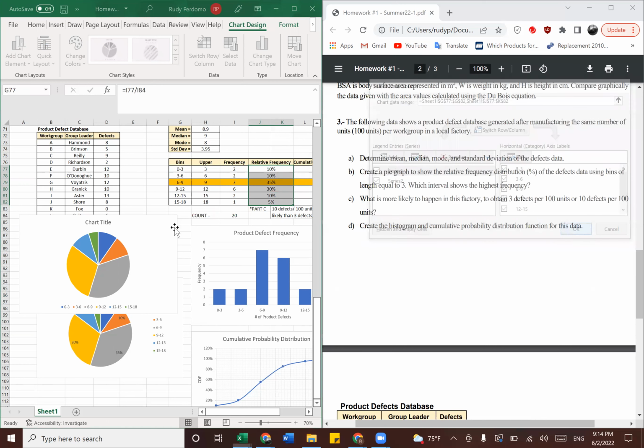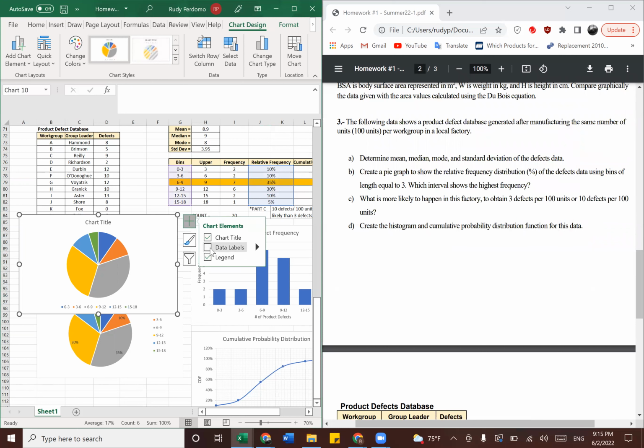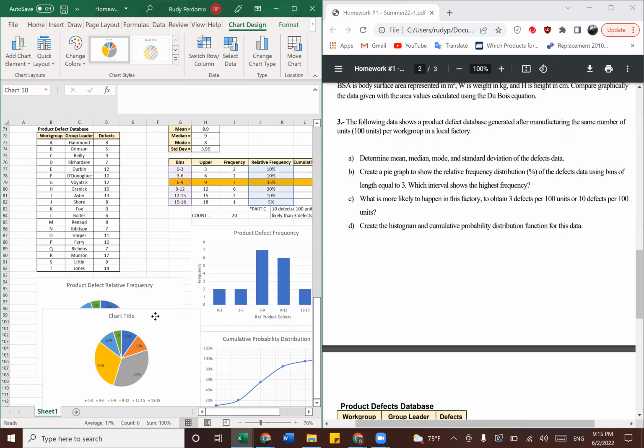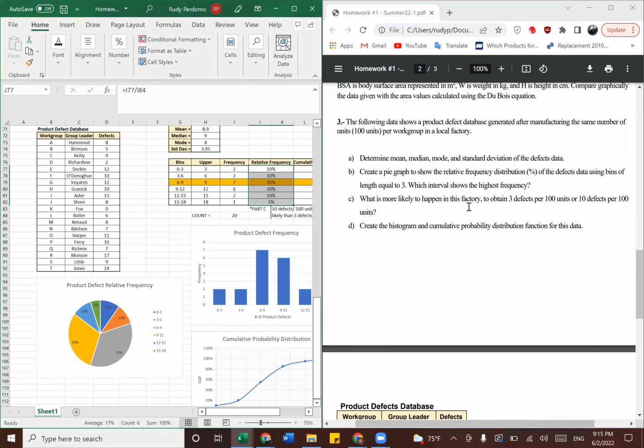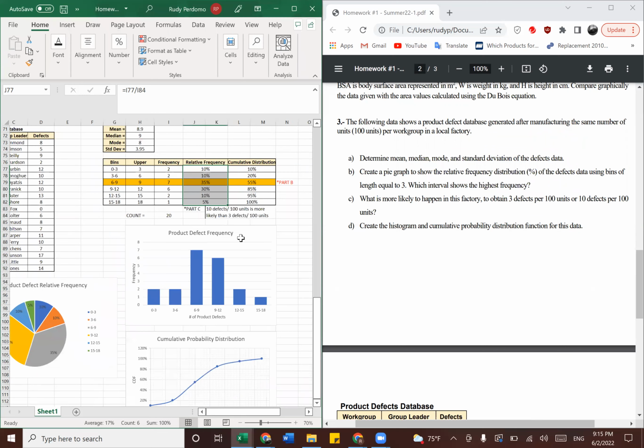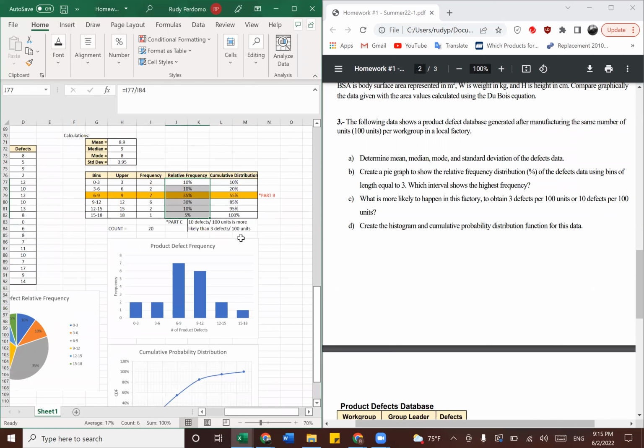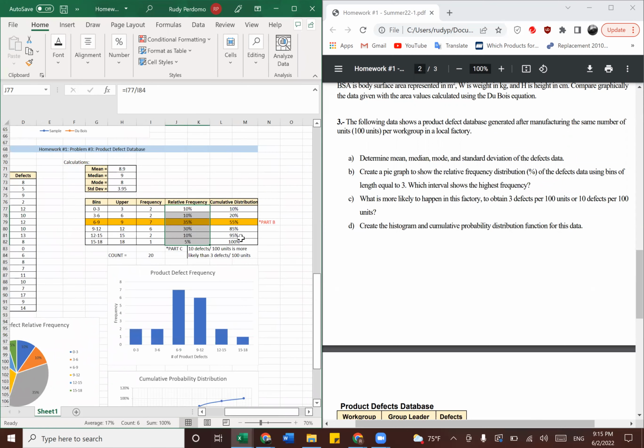So you click OK, and here you could add the legend. Right, hold on, I'm sorry, this is the legend. You go to data labels, and then it gives you the percentages, right? And you change the chart title, and that's how you get your pie graph. And then part C, it says what is more likely to happen in this factory to obtain 3 defects per 100 units or 10 defects.